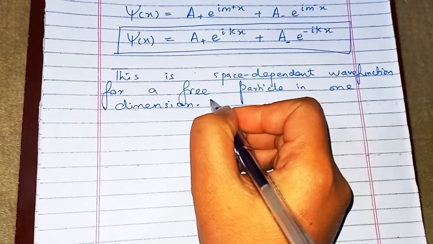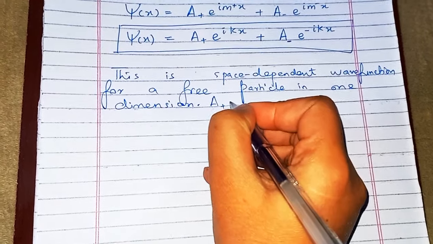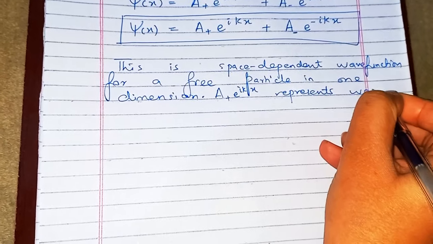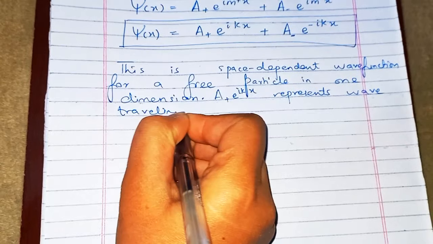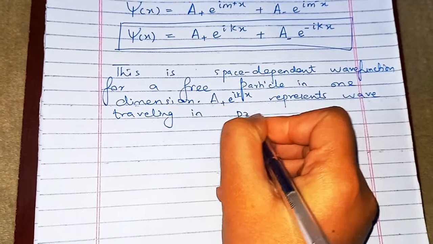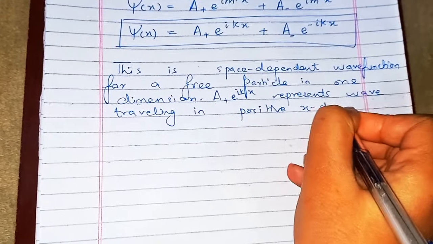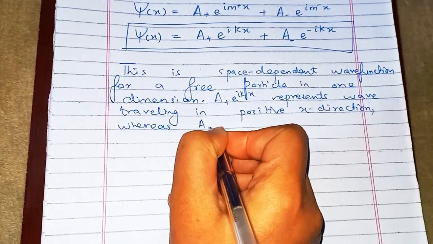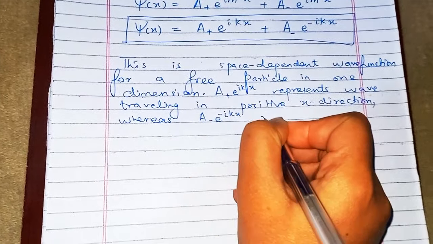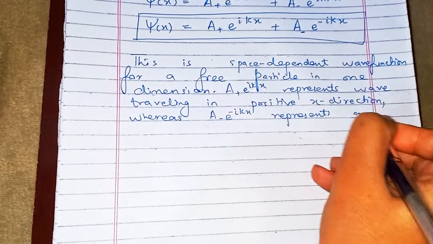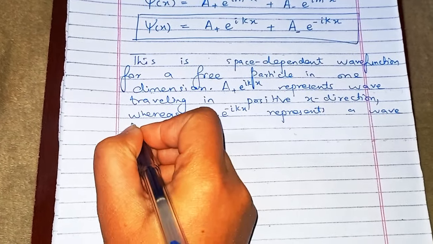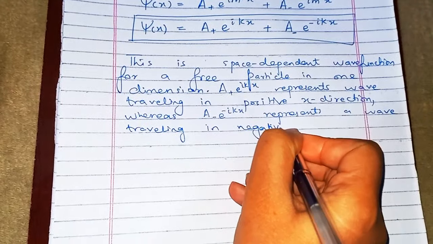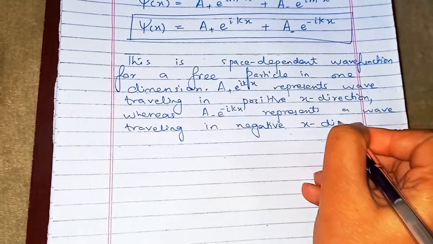All right, and A plus e to the power iota kx represents a wave traveling in positive x direction, whereas A minus e to the power minus iota kx represents a wave traveling in negative x direction, which is left. You can choose whatever notation you like.